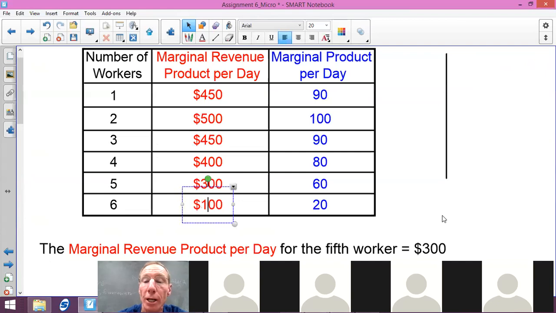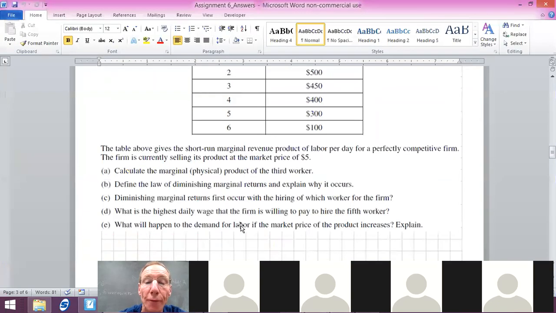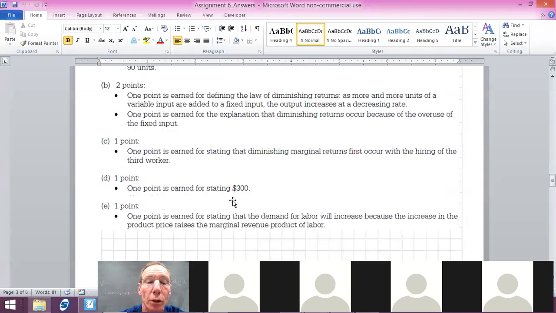The short answer is that if the market price for a product goes up, that's going to mean that the firm is going to be able to hire more labor, so the demand for labor for the firm is going to increase, okay? And the way they say, let me just look at what they're saying, just out of curiosity.